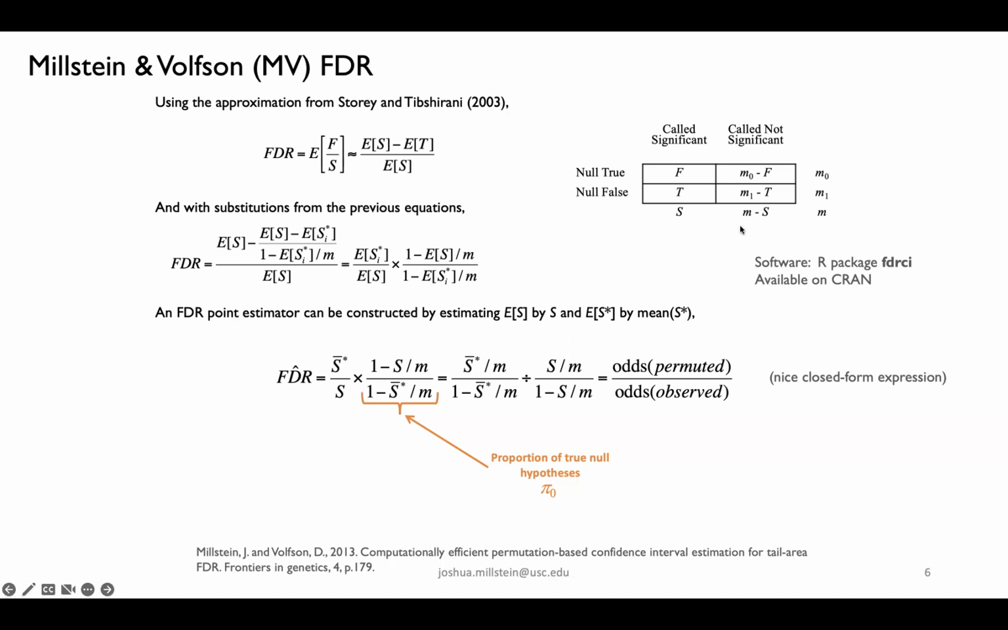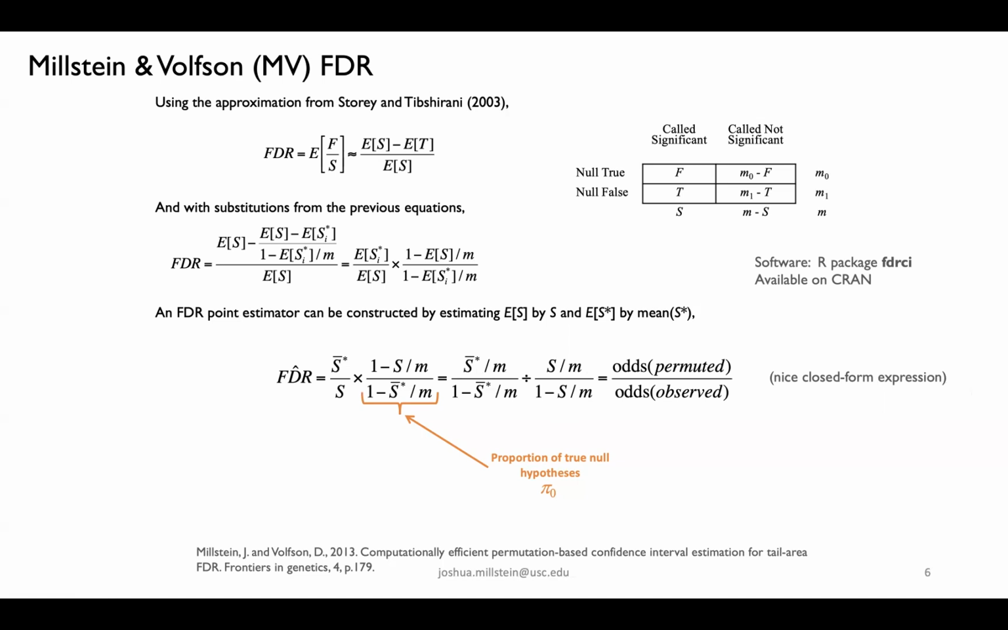And going through this process, making another conservative assumption that M sub 1 minus T is 0. It's actually not an assumption, but a conservative approximation, and won't affect the estimate by that much. So this leads to an estimator that actually turns out to be an odds ratio, or you could consider it to be the odds of a positive test in the permuted data divided by the odds of a positive test in the observed data.